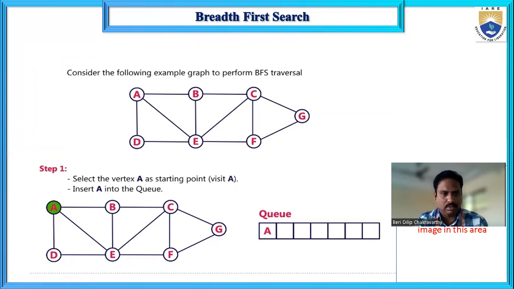Okay, so select the vertex A. I can select any vertex, but here randomly I'm selecting the first vertex, A, as my starting vertex. So I'm just adding that A to my queue. Insert A into queue. Is that clear? I can consider any vertex.